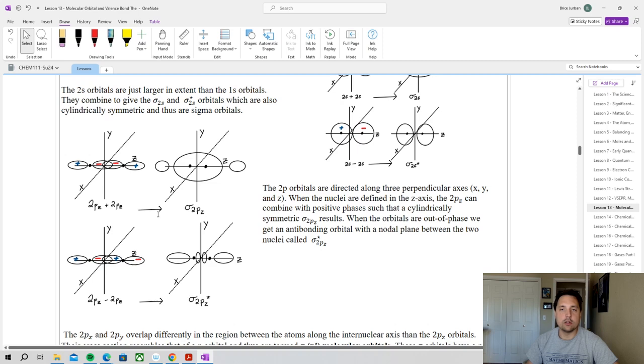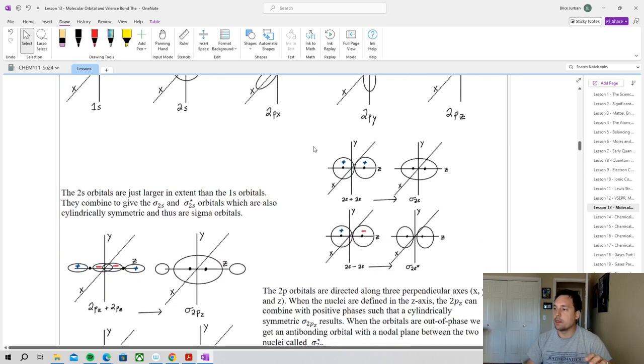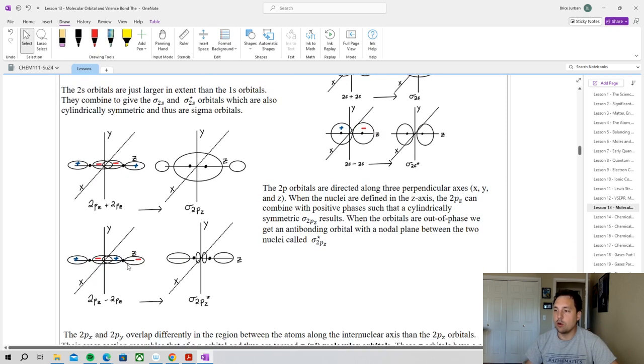When the 2p orbitals combine, they can combine differently, right? So if the 2pz orbitals combine, they can combine head to head. They can combine in phase in this direction, or out of phase in this direction. When they combine in phase, they give a favorable bonding orbital that has an increased probability between the nuclei. So this is a sigma orbital as well because it's cylindrically symmetric.